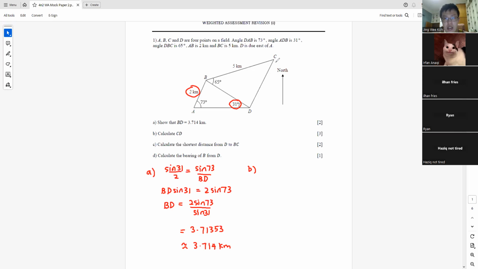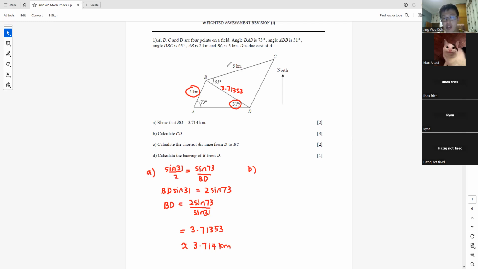Calculate CD. So once you have found BD, use your pencil and write it into your diagram. It will help you a lot. 3.71353. Okay, so now how to find CD?